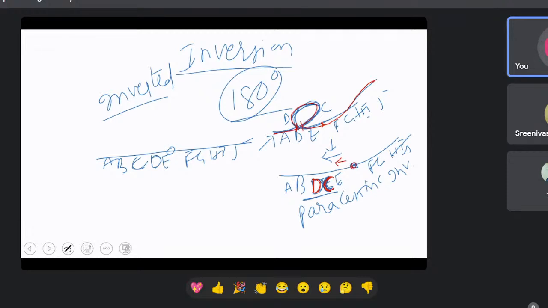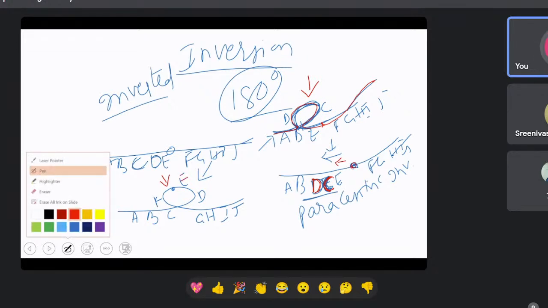In the second case, what happens here? Rotation is like this: A, B, C, D, E, centromere, F, G, H, I, J. So here during inversion, in the first case the centromere is not involved, but here the centromere is involved.